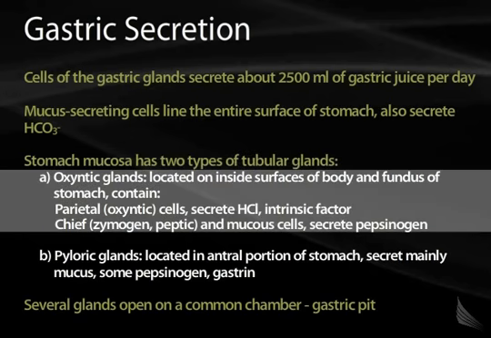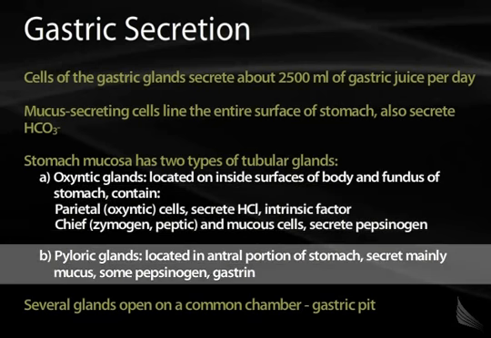The oxyntic glands are located on inside surfaces of the body and fundus of the stomach. These contain parietal cells or oxyntic cells which secrete hydrochloric acid and intrinsic factor, and the chief cells, previously known as zymogen or peptic cells, and mucus cells which secrete pepsinogen. The pyloric glands, which are located in the antral or distal portion of the stomach, secrete mainly mucus, some pepsinogen, and predominantly gastrin.